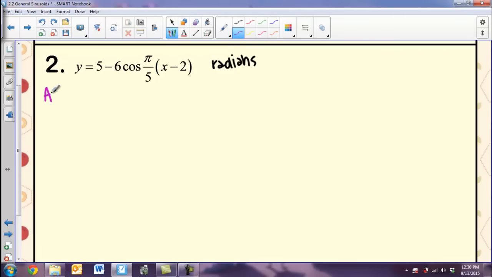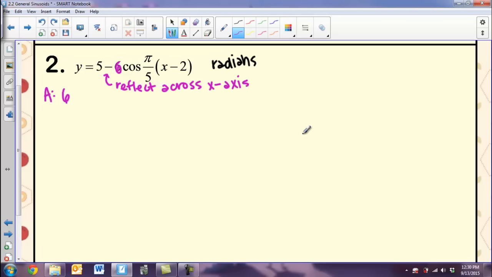So my A here, my amplitude, is going to be 6, the number on the outside. Now you notice that this is a -6. What that is going to do is make my graph reflect. Okay, so if the negative is outside of your trig function, so negative sine or negative cosine, then you are going to reflect across the x-axis.